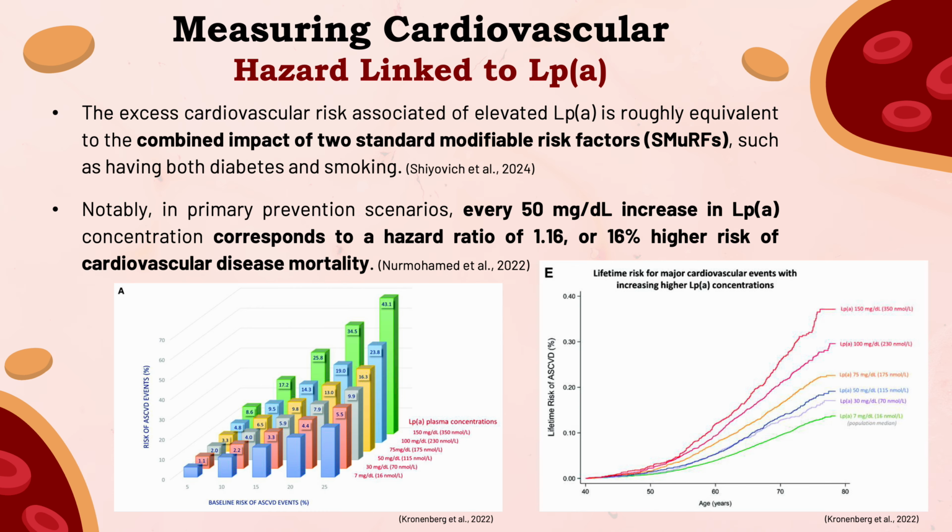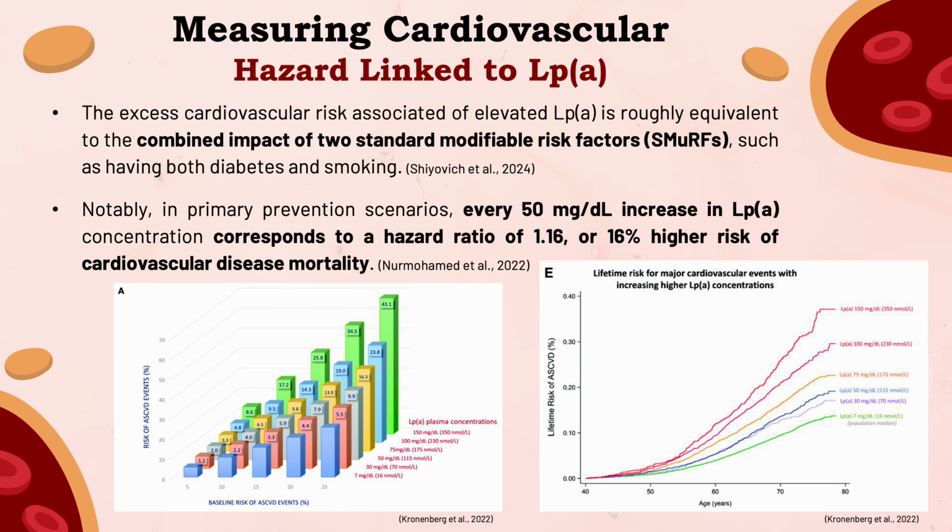Each 50 mg per deciliter increase in lipoprotein(a) raises cardiovascular mortality risk by 16% with a hazard ratio of 1.16. The 3D graph on the left shows how lipoprotein(a) raises baseline event risk starting as low as 30 mg per deciliter. Most guidelines flag greater than 50 mg per deciliter as high risk, but patients between 30 to 50 may still need intervention based on their baseline risk.